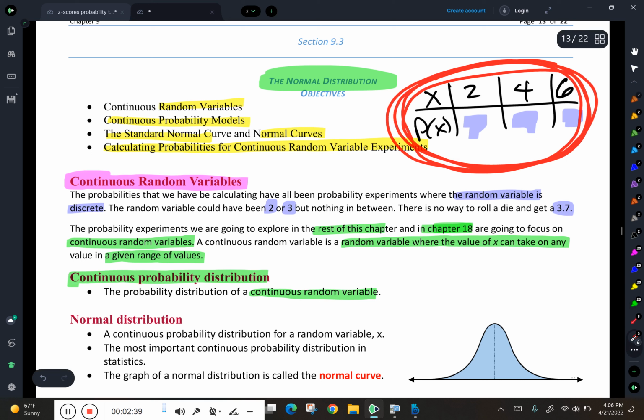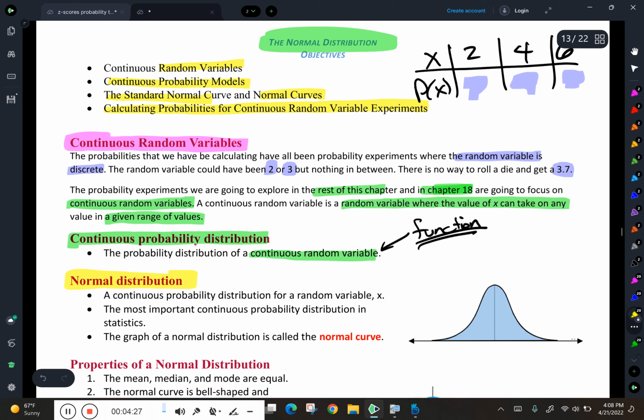Now, the most common one that you're going to see in this chapter, and then we'll see it again in your stats class, is called the normal distribution. The normal distribution is a continuous probability distribution, meaning it is a function for some random variable x. It is arguably the most important continuous probability distribution in all of statistics. And the graph of it, when you graph that function, is called the normal curve. And this is it right here.